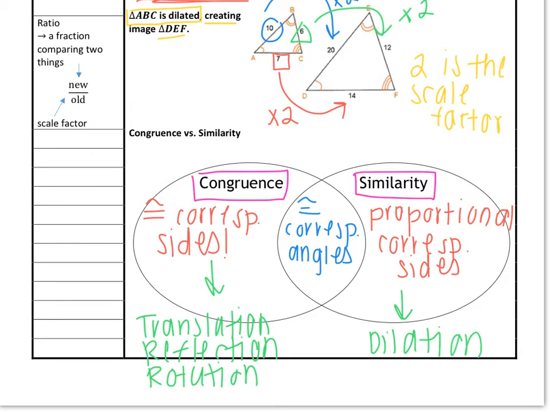Now that we know the similarities versus differences here, we're going to start taking a look at some actual questions that the Regents might ask us related to similar figures. So go ahead and turn your packet to the next page.